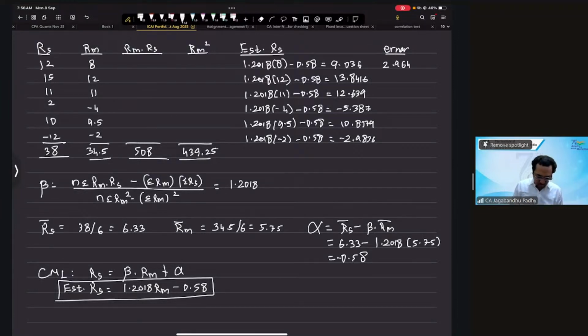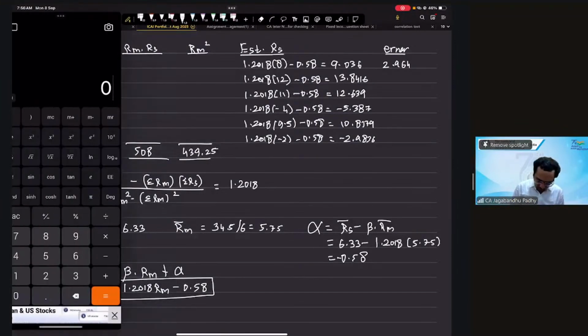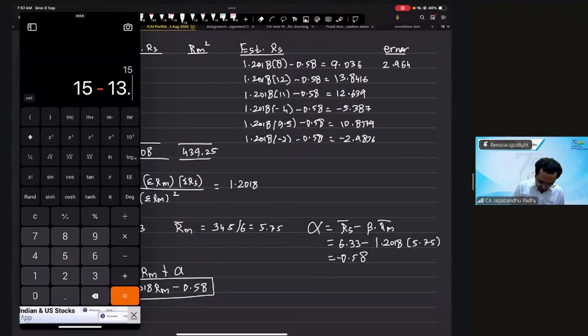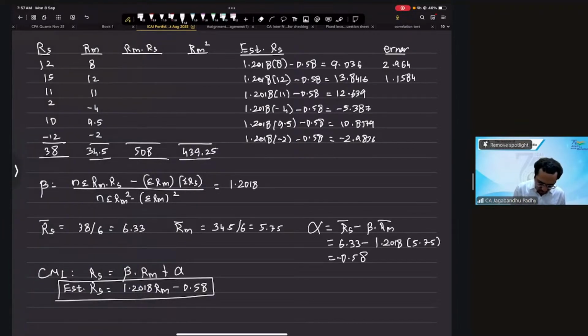Same way, what's the error in the second case? 15 minus 13.8416, which is 1.1584. Then the next one is minus 1.639, right? And then 2 minus of minus, so this is minus 7.387. No, it is plus 7.387, right? Yes, plus 7.387. What's the error in the next one?